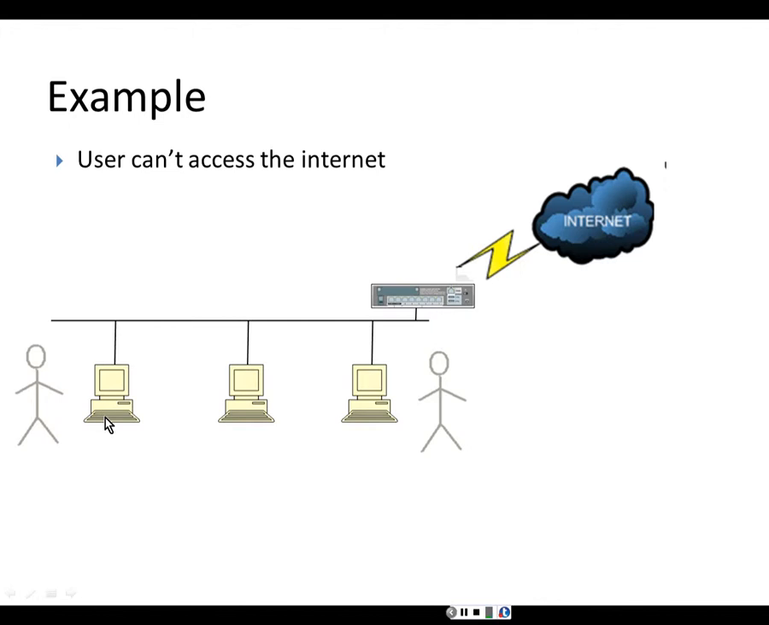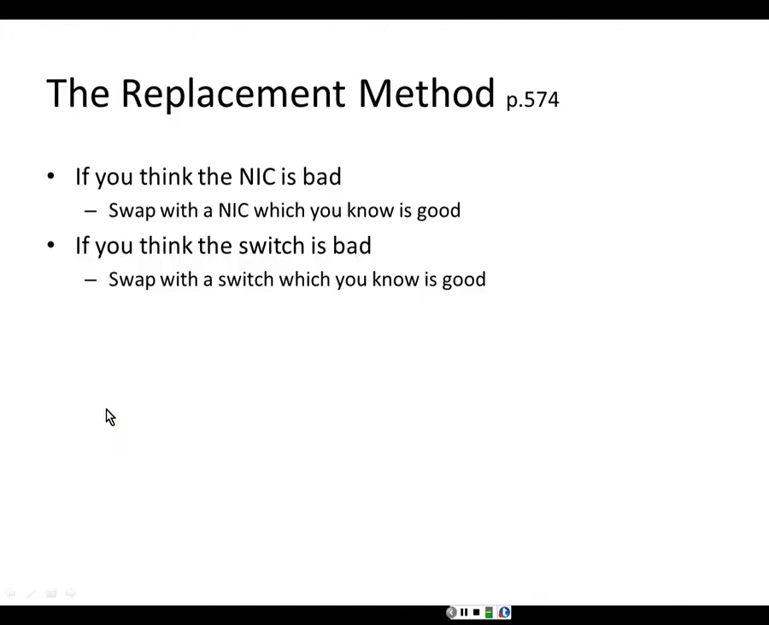If I think it's a bad network interface card in Bob's workstation, one of the simplest ways to determine whether or not a component is bad is to swap it out with another identical component. And this is called the replacement method, page 574. If you think the network interface card is bad, but you're not sure, you swap it out with a network interface card which you know is good. And if that solves the problem, well, then you know it was a bad network interface card.